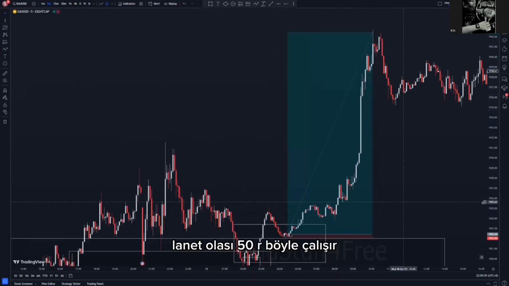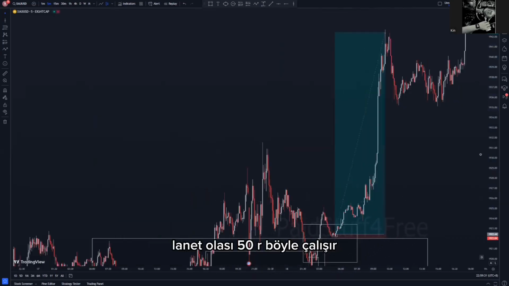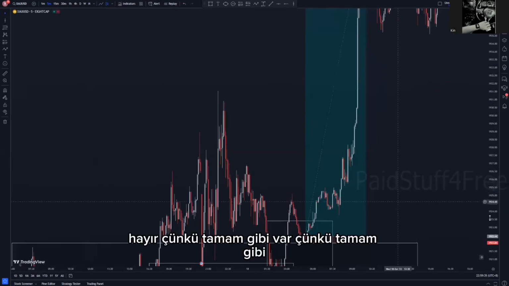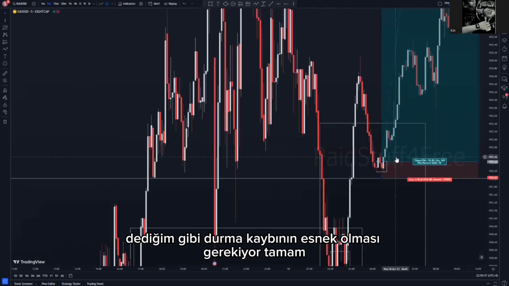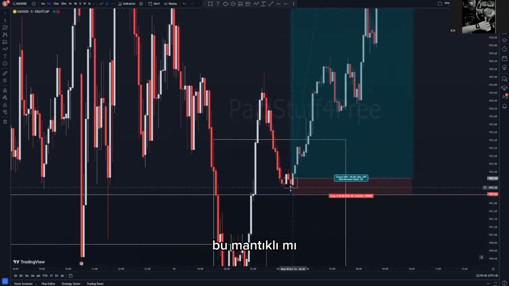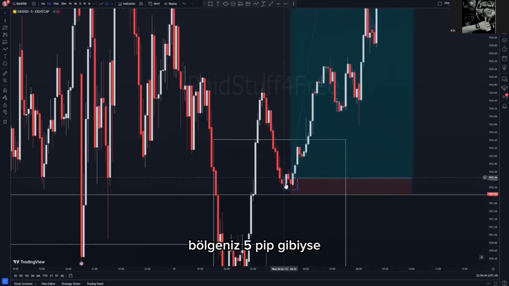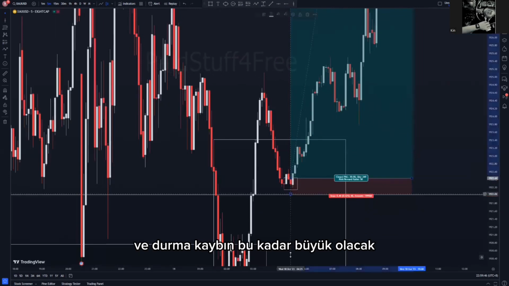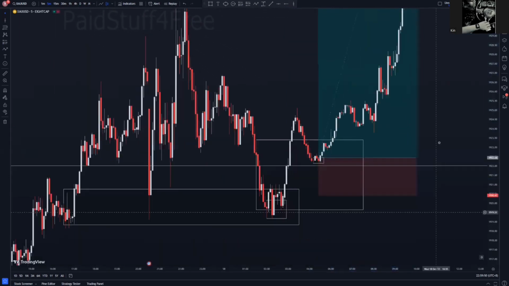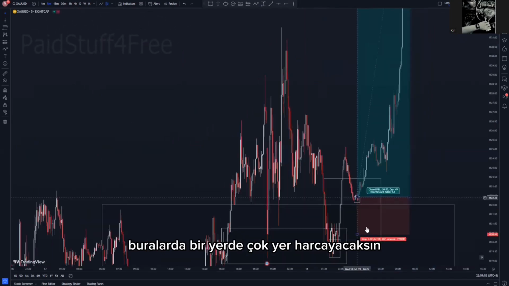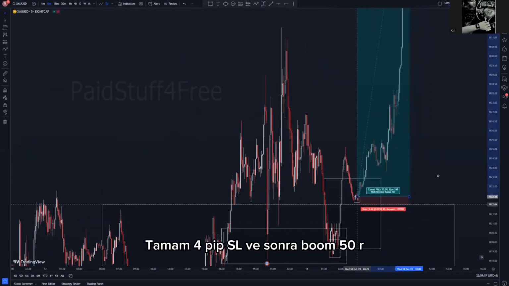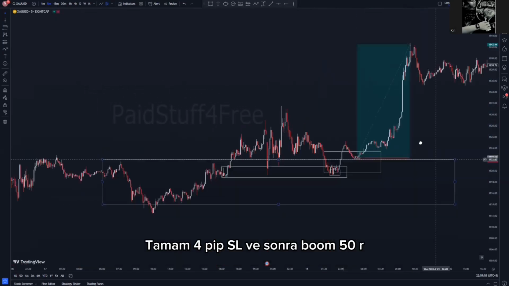This is how it works. Because as I say, the stop loss needs to be flexible. Does it even make sense if your zone is just 5 pips and your stop loss is going to be this big, 20 pips? Doesn't make sense, right? You're going to waste a lot of space. How about just doing it like this? 4 pips of SL and then boom, 50R.